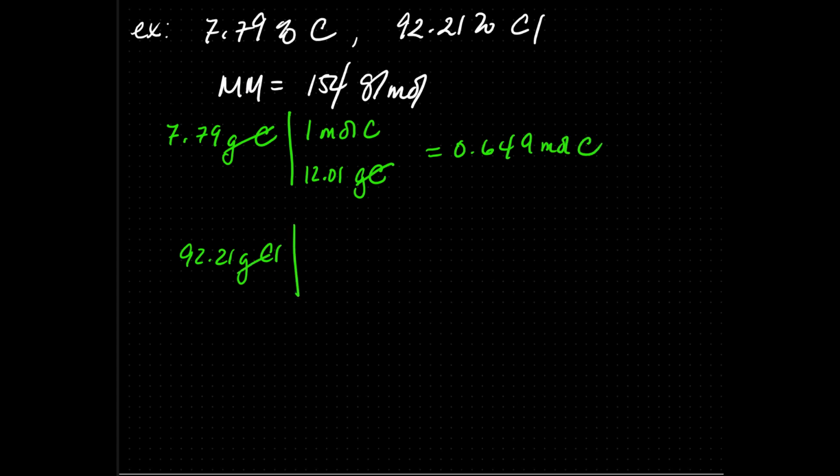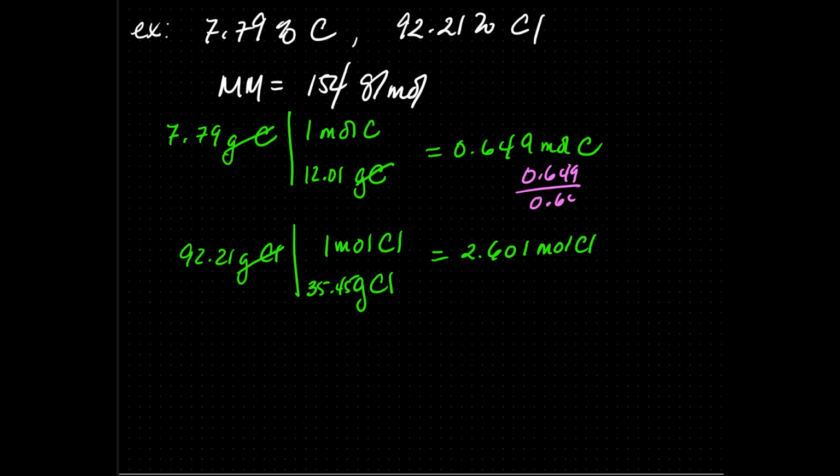Chlorine, grams of chlorine has to cancel out with grams of chlorine. 1 mole of chlorine off the periodic table weighs 35.45 grams. 92.21 times 1 divided by 35.45 equals 2.601 moles of chlorine. Now we divide by the smallest number. The smallest number is carbon, so 0.649 divided by itself is going to equal 1. For chlorine, it's going to be 2.601 divided by 0.649.